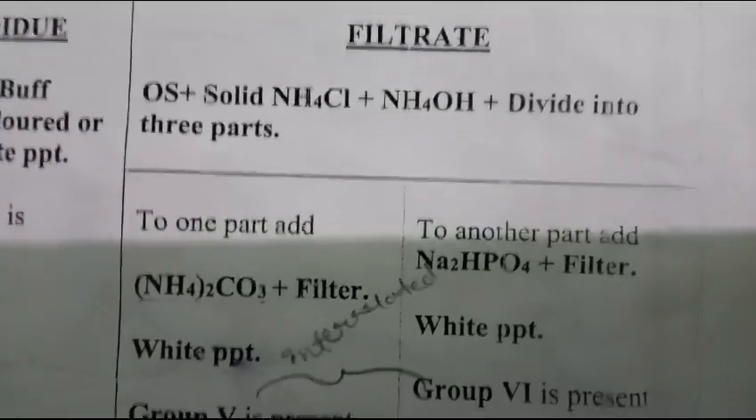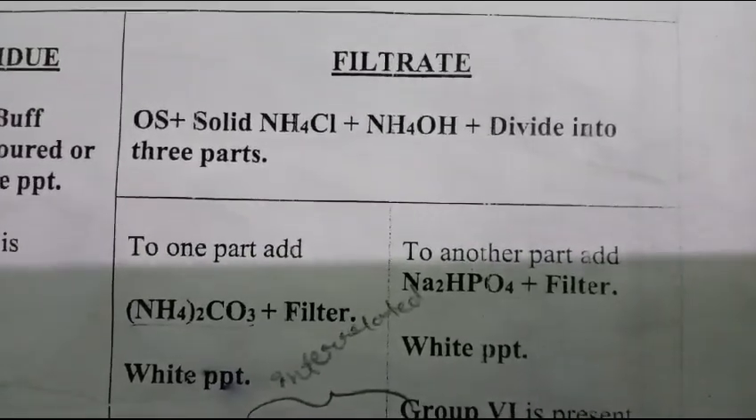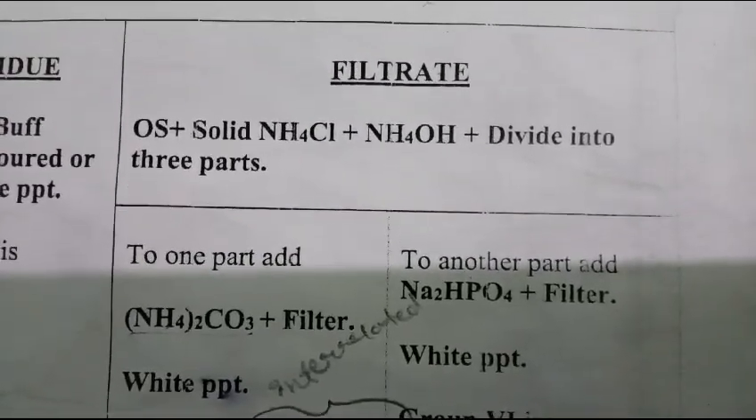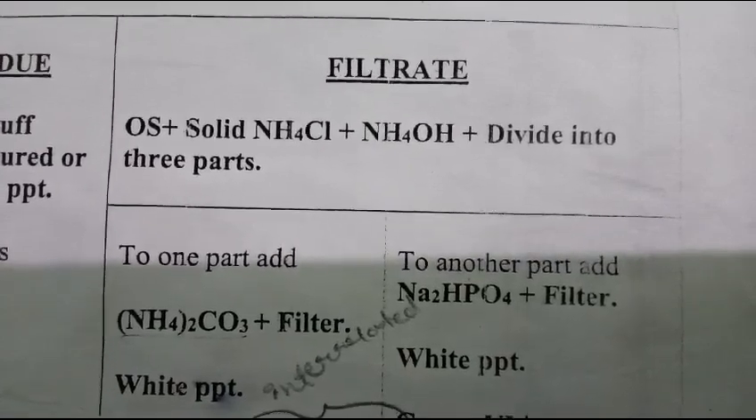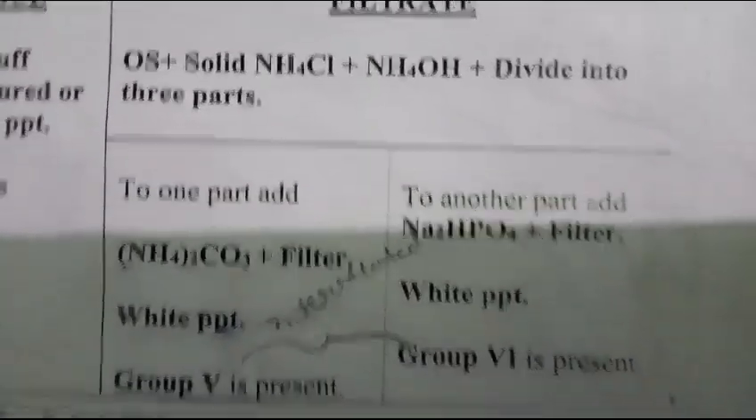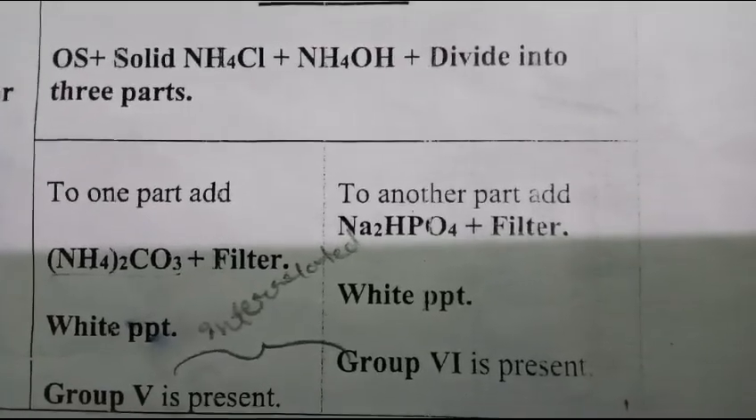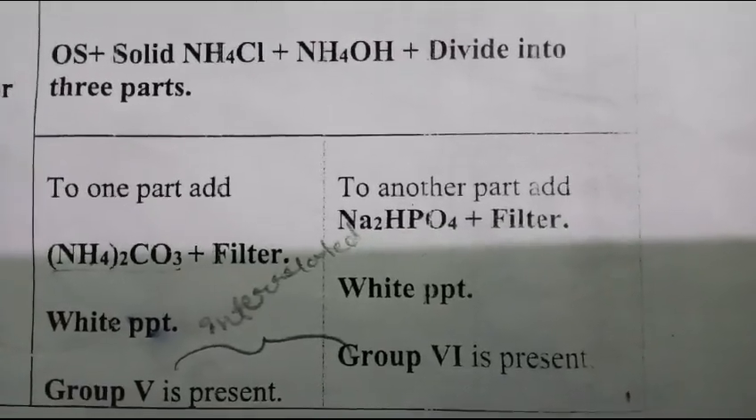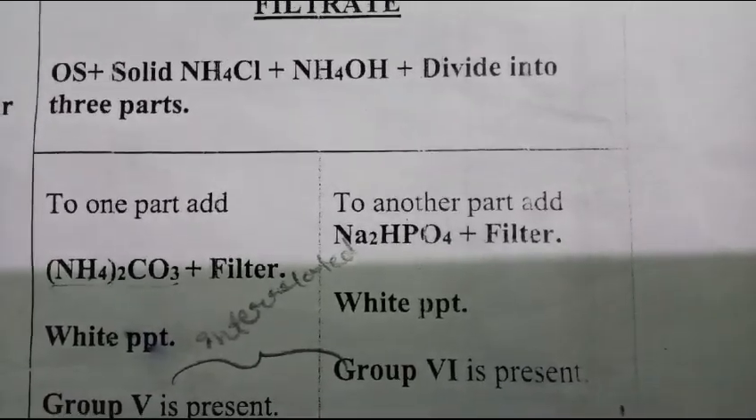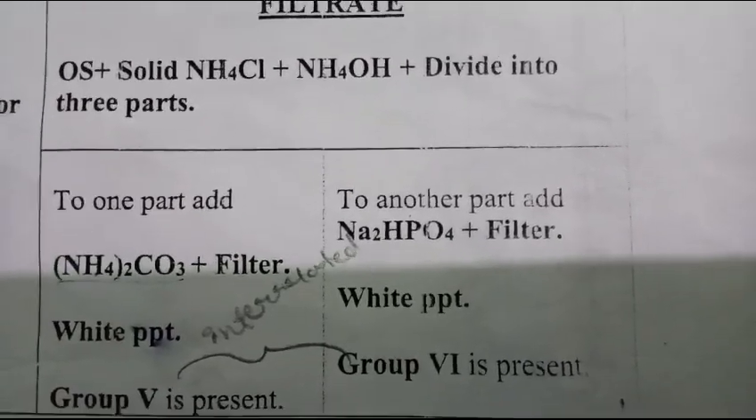To one part add (NH4)2CO3. Then you have to filter it. If you get a white precipitate on the filter paper after filtering, that means group 5 is present. But there is no group 5 present; there will be group 6 present.